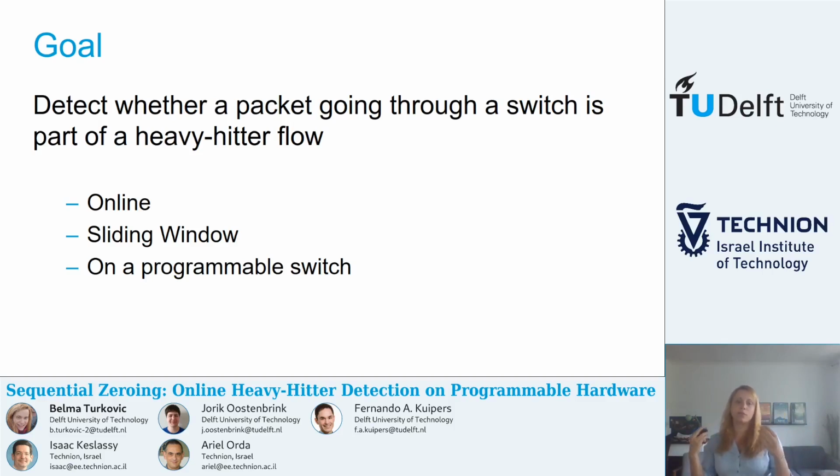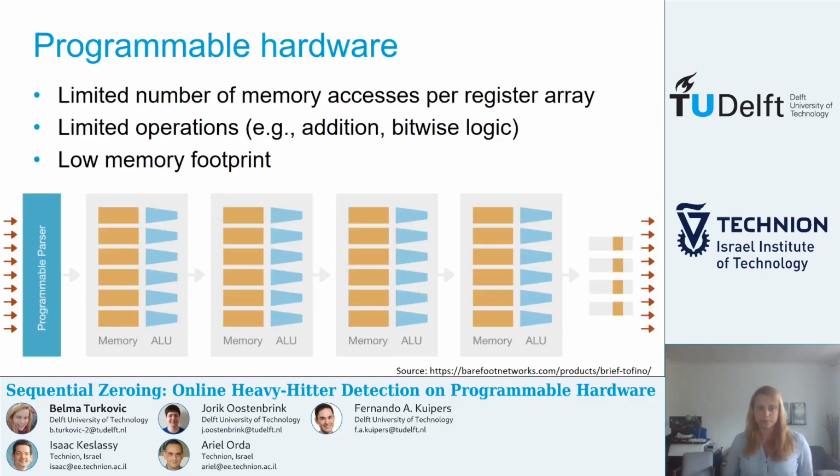However, also to be able to deploy these algorithms on the switches, we need to take the constraints of the programmable hardware into account. So this figure shows a typical processing pipeline of a programmable switch. We can see that each incoming packet is processed through a set of stages. So in each of these stages, we can apply some simple actions on packets. So for example, we can do additions or bitwise logic, or for example, hashing. However, loops and more complex actions are not possible.